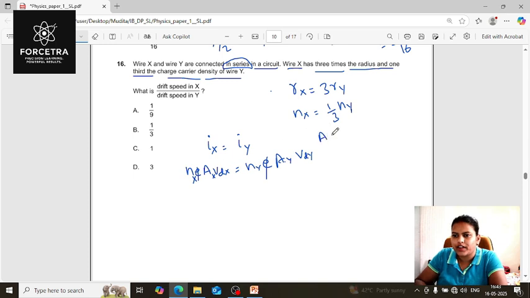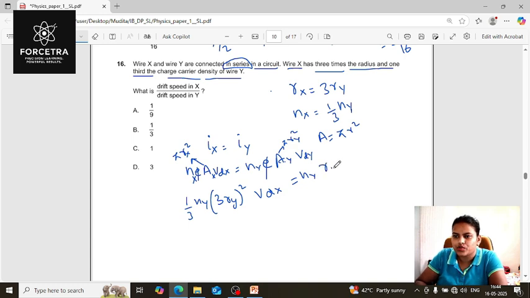So area, we know, is equal to pi r square. So let's substitute in this. It would be 1 upon 3 n_y, and this area would be pi times radius of X square. So this pi would get cancelled from both the sides. So it would be pi r_y square. Instead of r_x, I am substituting the r_x value which is 3 r_y, square of it, and the drift velocity of X. And this would be equal to charge density of Y into radius square of Y into drift velocity of Y.